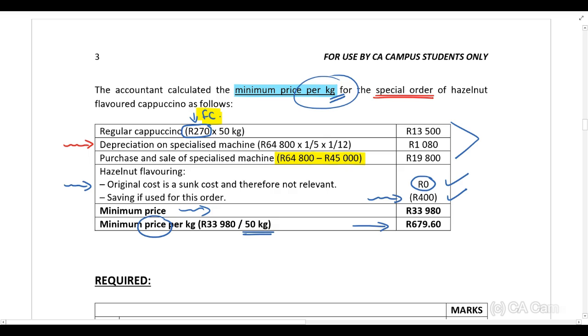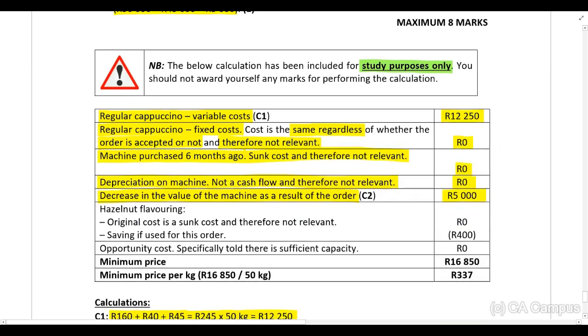All right, so like I said, there's nothing further to discuss. We have discussed all of the errors and how all of the errors should be corrected. However, if we just look at the calculation, just for completeness sake, you can see for the hazelnut flavoring, we have the exact same calculation as the accountant because there were no errors over there. And I've just included the opportunity cost because if you did have to perform this calculation, remember, you should always just show it. We are specifically told that there is sufficient capacity, so there is no opportunity cost.